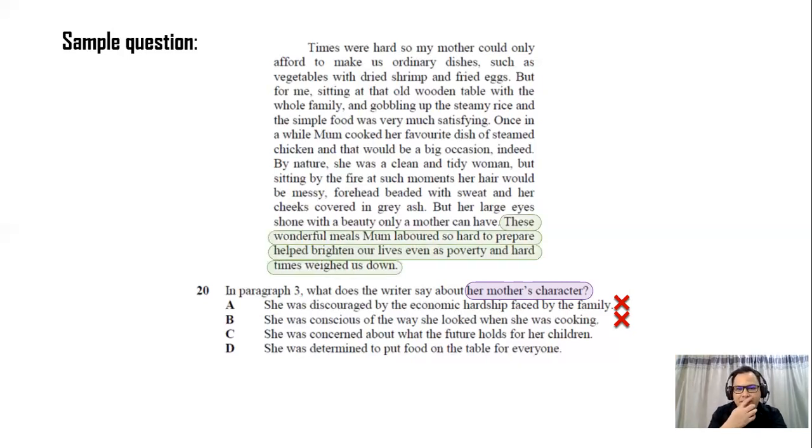If we look at the paragraph, from the sentence, these wonderful meals Mom labored so hard to prepare helped brighten our life even as poverty and hard times weighed us down. So here we can see she was determined to put food on the table for everyone.